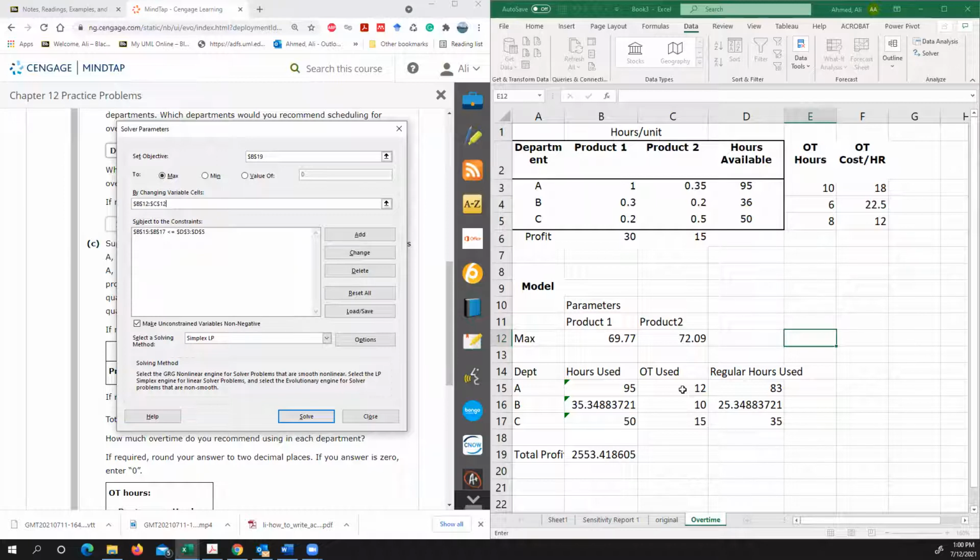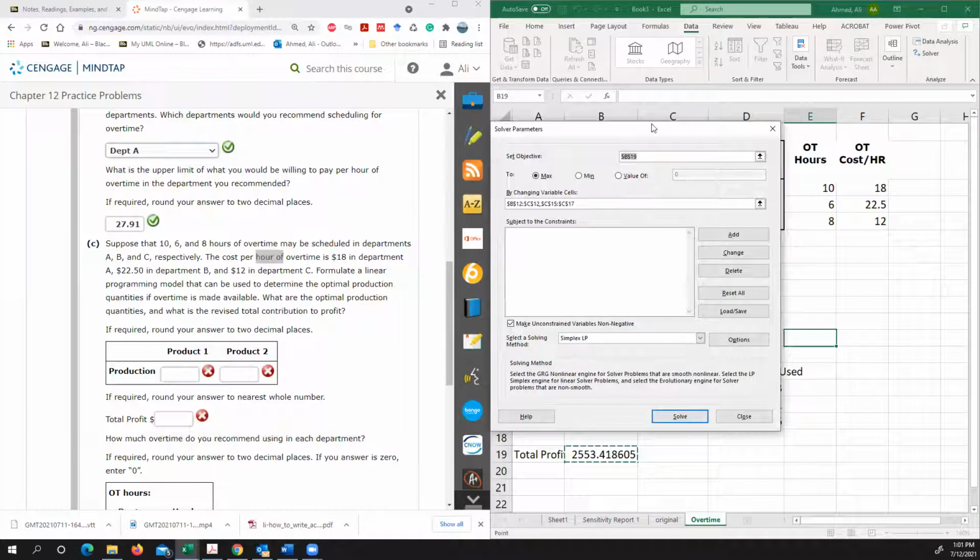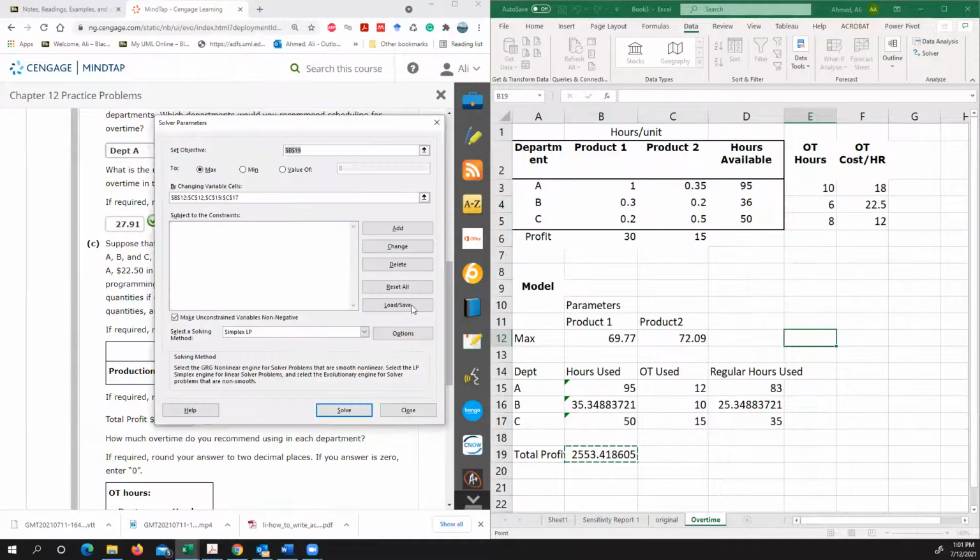Okay, so what I would do, I will add here in my constraints or in my changing values, I can say, okay, these values are changing. So I added, these can change, production numbers can change, and the overtime hours used. And then I'll remove this one just for now and then add two brand new constraints.